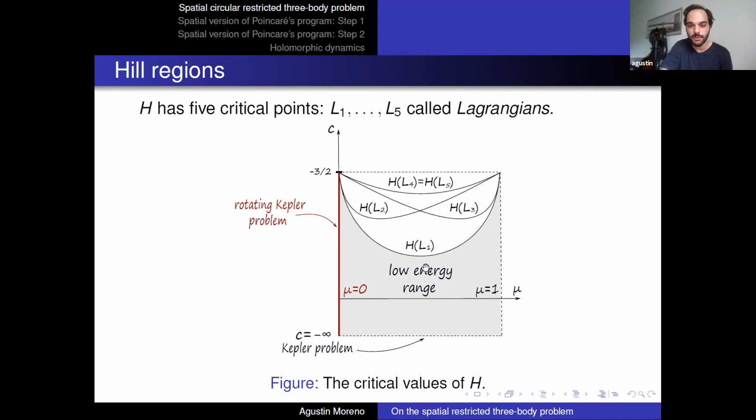So there's some symmetry here in the picture. Everything is symmetric with respect to mu equals 1/2, right? Because the Hamiltonian is symmetric. And here at mu equals 0, you see the rotating Kepler problem, and at minus infinity, you see the Kepler problem. Okay. And the low energy range is especially important for us because it will be the range of energies on which we can actually do contact geometry.